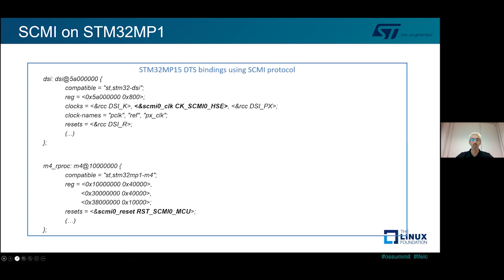The second example here is the M4 remoteproc, which manages the M4 coprocessor. This one will manage the reset of this coprocessor. The reset of the coprocessor is shared between two different firmware. It could be the Linux one or the secure one if you have an OP-TEE OS running, and both can manage the reset of the coprocessor, depending on whether your system is running a secure coprocessor management or a non-secure coprocessor management. So in both cases, you will have to go through shared resources to manage this reset.